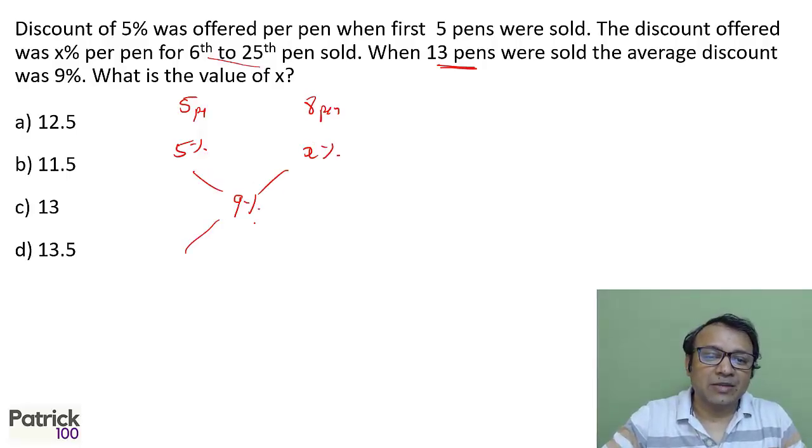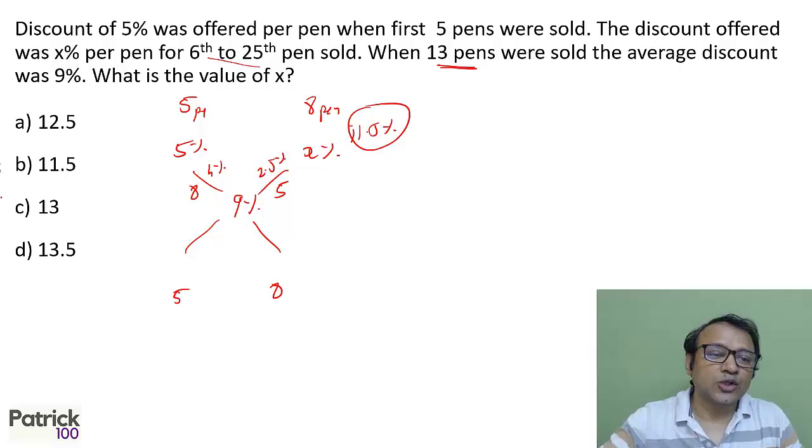So if you use allegation, the concept is reverse allegation. The ratio you get is the number of pens, so you'll get 5:8. When you reverse it, this 8 is because of the difference of 5 and 9, and 5 is because of the difference of 9 and X. 8 stands for 4%, so 5 will stand for 2.5%. So the value will be 11.5%.